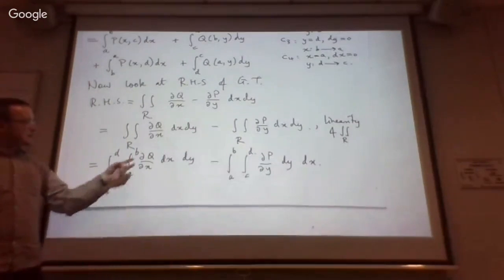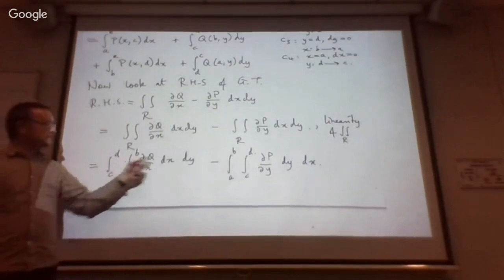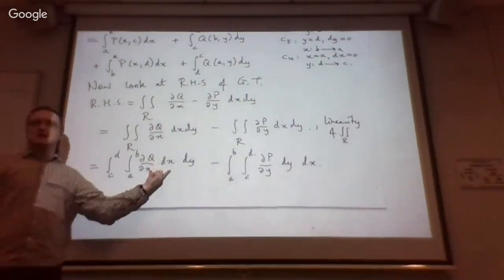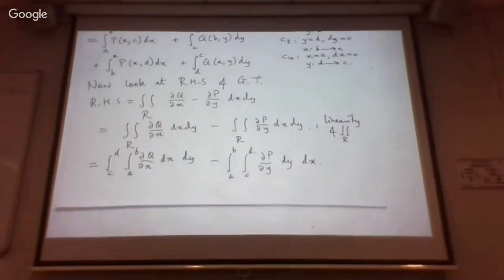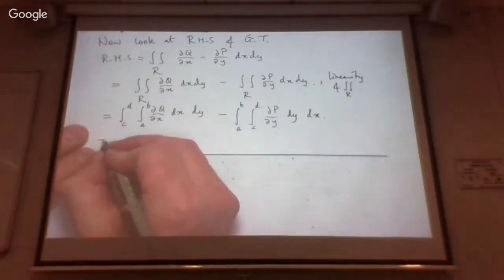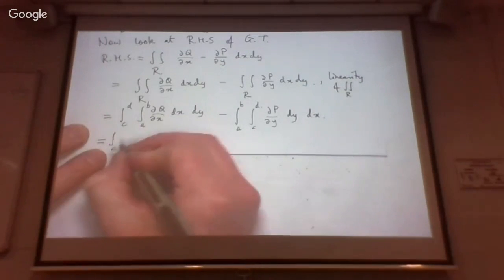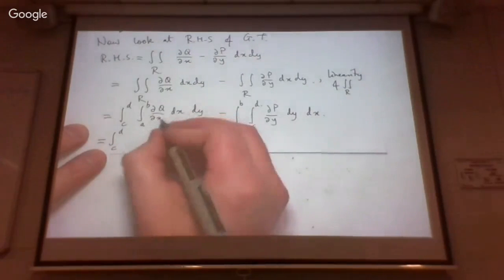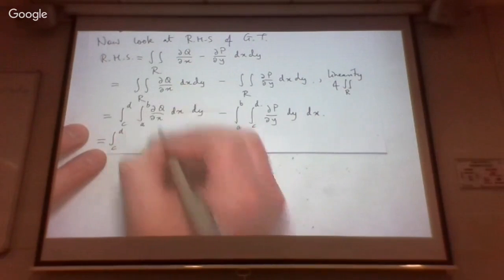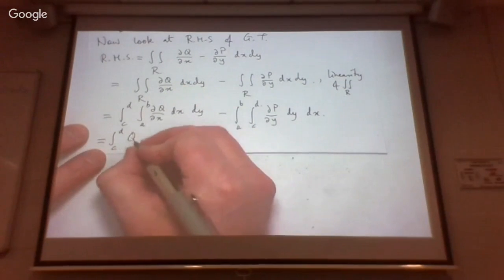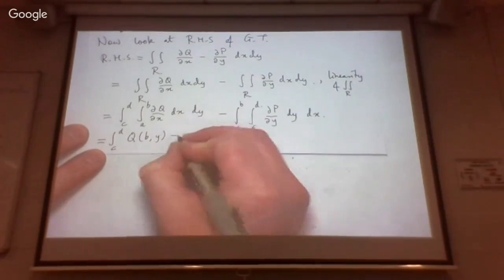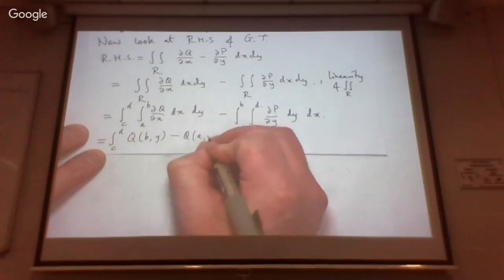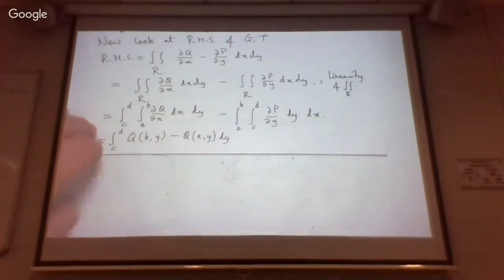Similarly here, differentiating q and then integrating q, both with respect to the x variable, those two operations are inverses of each other. Differentiated, integrated. So this will just give me q here. So this will reduce to the integral from c to d. So I'll get q in the middle, but it's q evaluated at these limits, q of b, y minus q of a, y, dy.